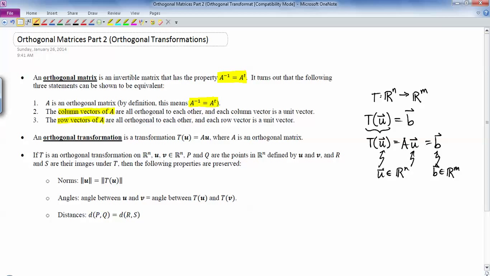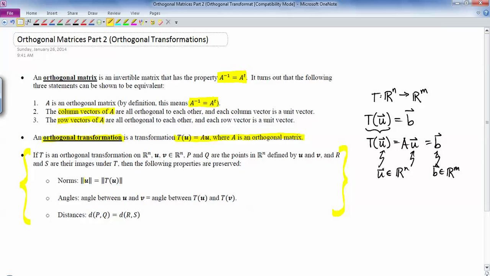Okay. And if A happens to be an orthogonal matrix, then the transformation is called an orthogonal transformation. So that's this part right here, orthogonal transformation, where A is an orthogonal matrix. It's really just a matrix transformation, and A is that special matrix. Now we'll talk about this part down here in a second. There are three main properties. There's a reason that orthogonal transformations are nice to study, and it's because of these various properties that you get.